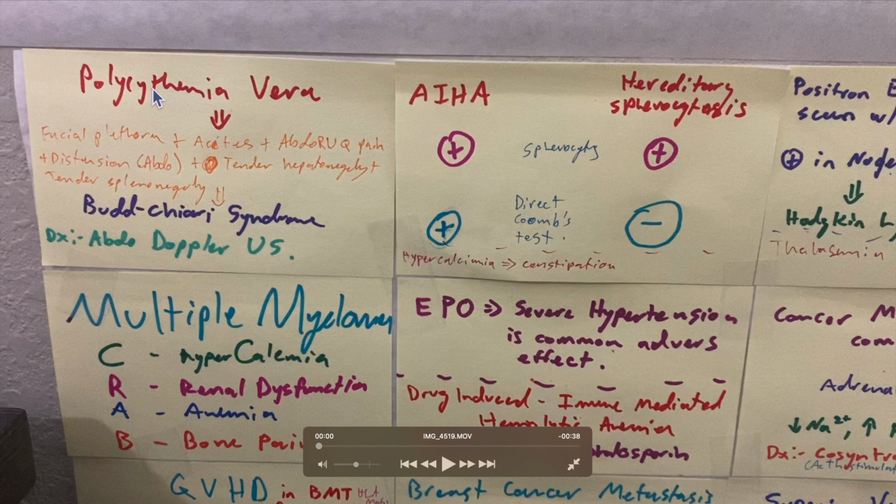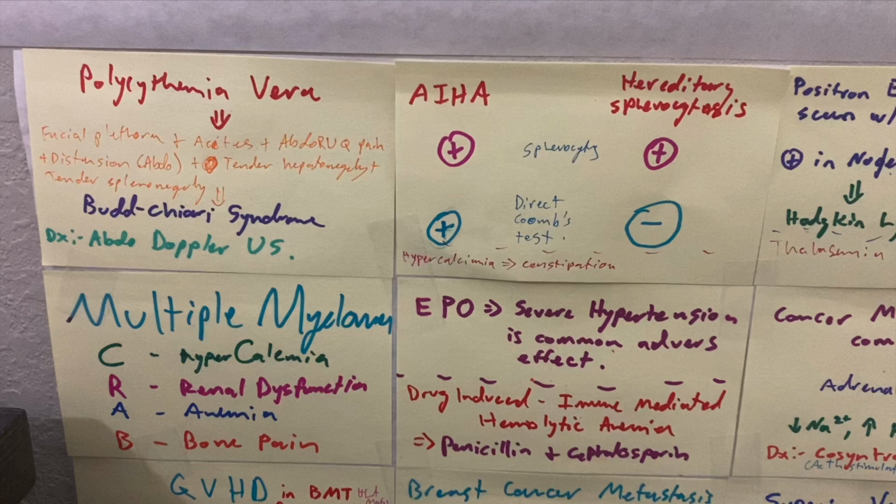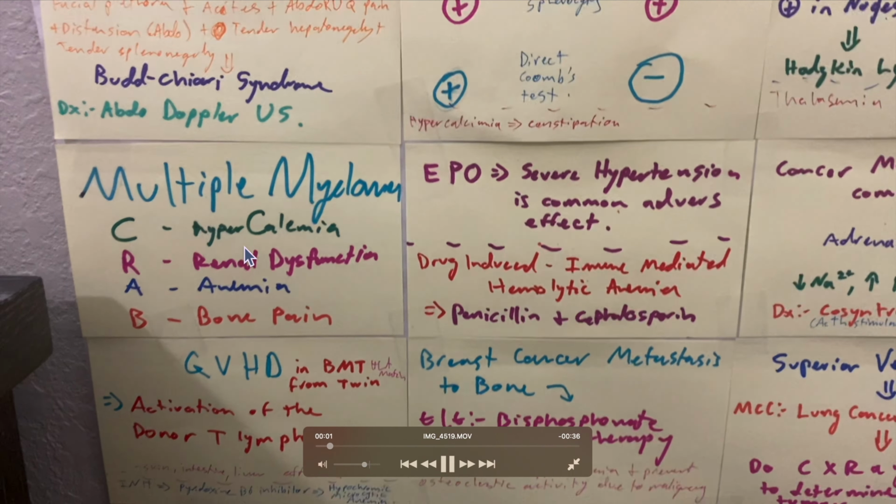All right. So first note: polycythemia vera, facial plethora. You get ascites, abdominal right upper quadrant pain with distension, tenderness, hepatomegaly and tender splenomegaly. This is because of Budd-Chiari syndrome. Diagnosis: you do an abdomen Doppler ultrasound.